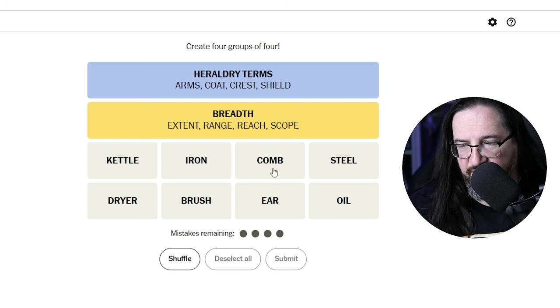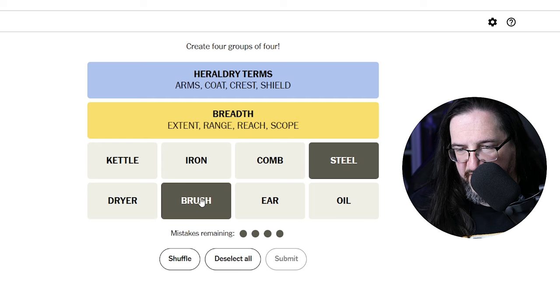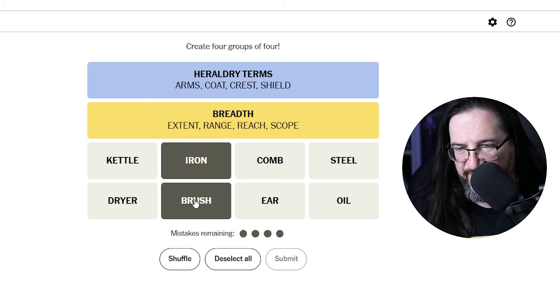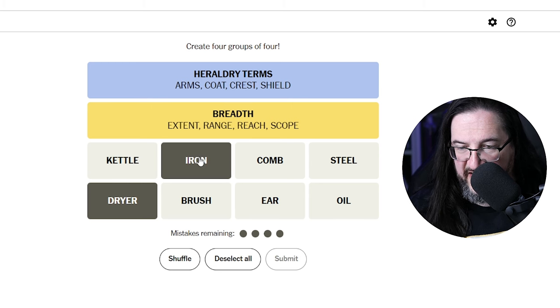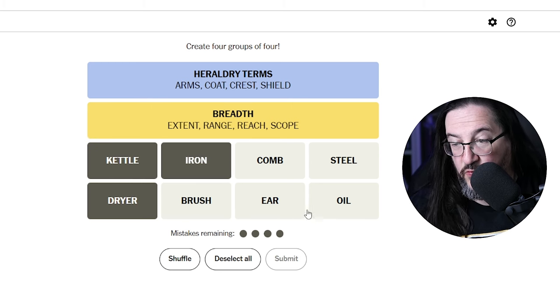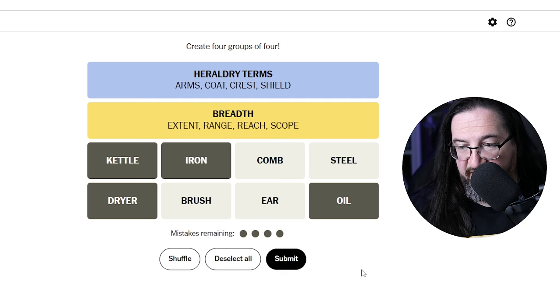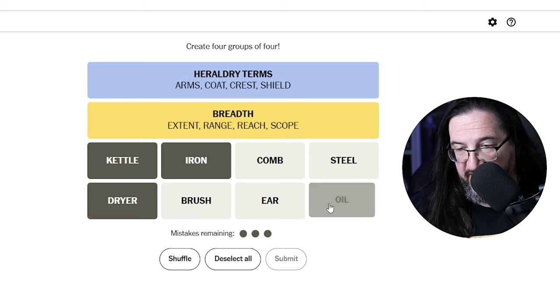Honeycomb. Comb. Steel, brush, oh boy, iron. I feel like there's stuff related to metals here, right? Kettles, brass, things that get hot, a dryer. An iron, a dryer, things that get hot. A kettle, oil, things that get very hot. Oil, an iron, kettle, a dryer. I mean, steel could get hot, but I don't think that's what we're looking for here. Is that the answer? Things that get very hot or things that are supposed to get hot? No, and it wasn't one away. Interesting. Okay, well, that was not the right direction to go.